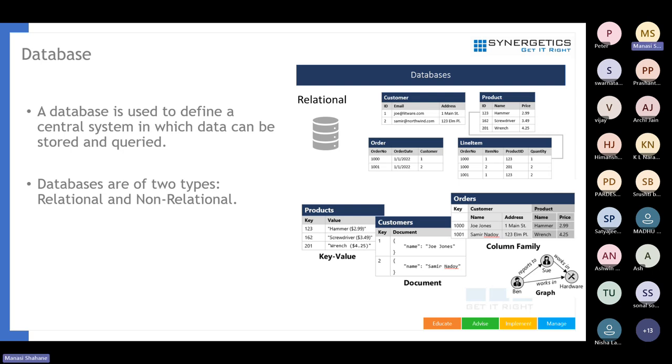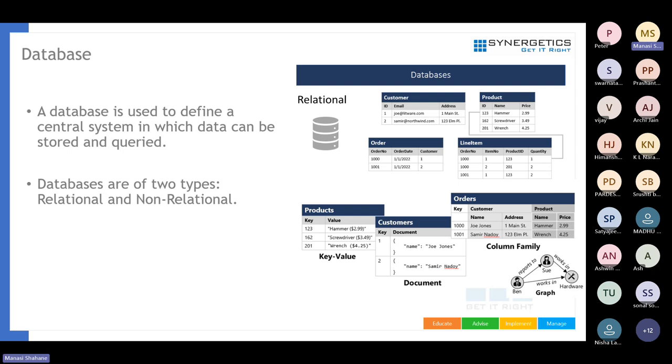So you have relational databases, you have non-relational databases. Here, if you see, this is the column family. That is the Cassandra storage. And this is how the graph is stored. This is how a document is stored. And this is the key-value pair that we just discussed.